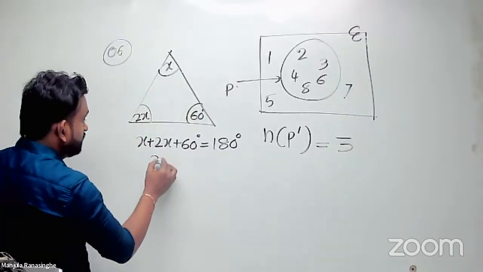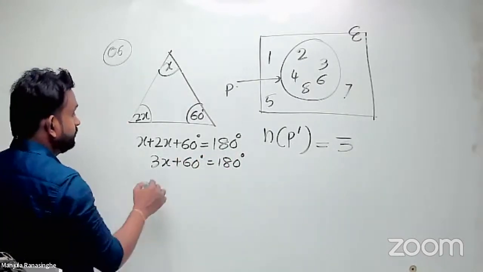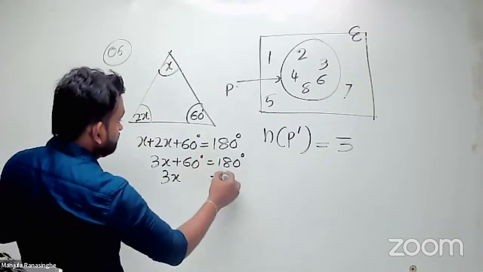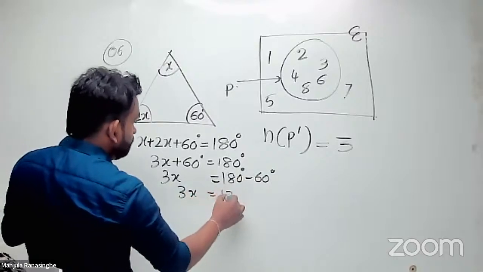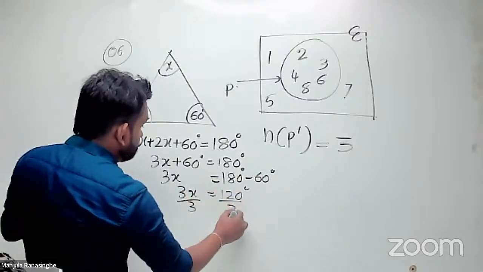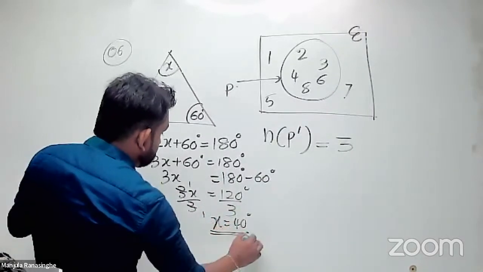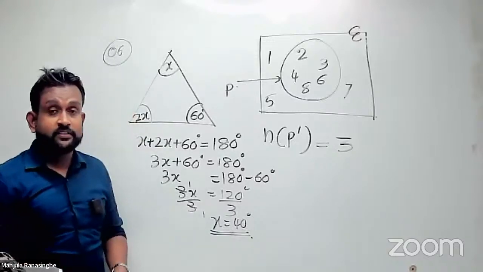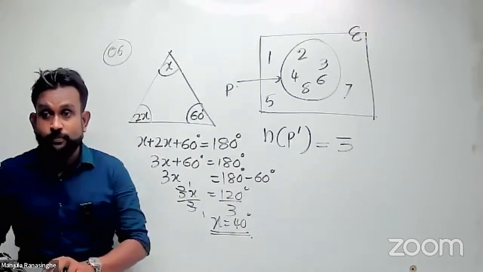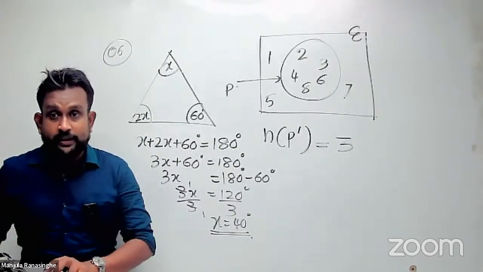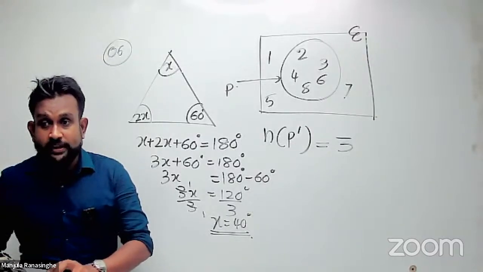So x plus 2x, 3x, plus 60 degrees equals 180. Then you can bring this plus 60 to the other side, minus 60, so 3x equals 120. Just divide both sides by 3, then the 3 cancels, and x equals 40 degrees. They are asking for the value of x. Okay, that is basic geometry. Now I will share the screen for direct proportion and indirect proportion.